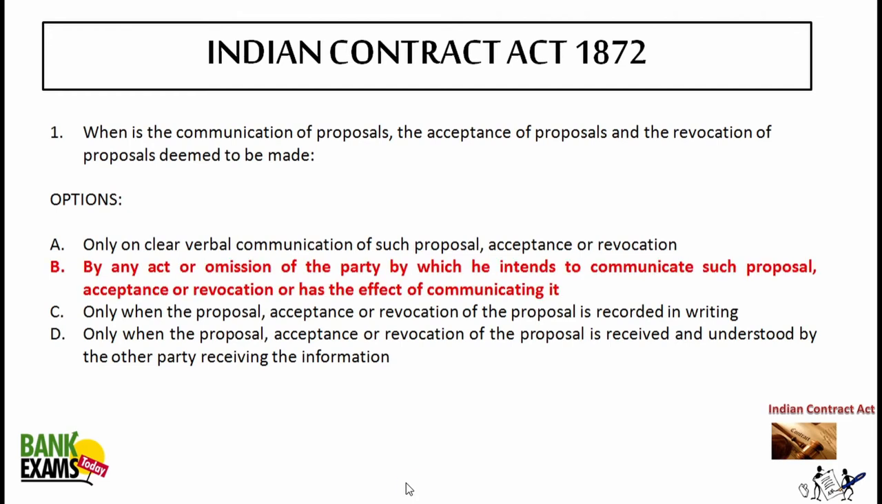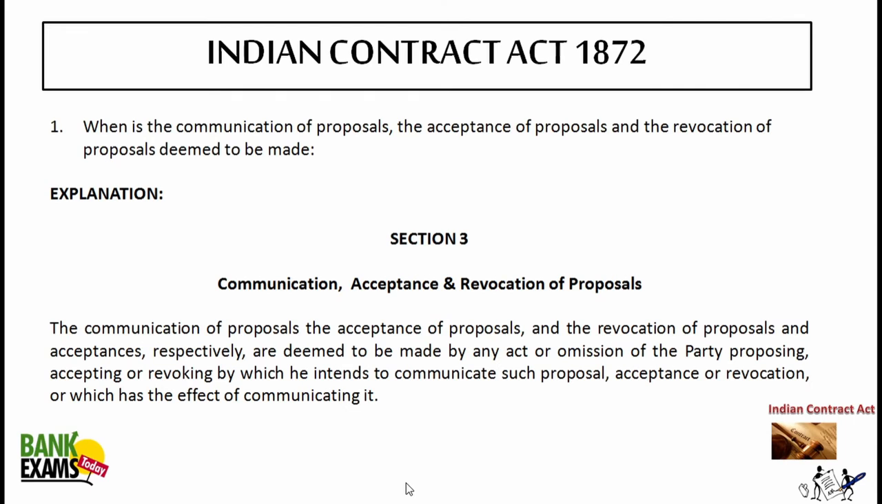The correct option is option B, which says by any act or omission of the party by which he intends to communicate such proposal, acceptance or revocation, or has the effect of communicating. As per Section 3, the communication of proposals, the acceptance of proposals, the revocation of proposals and the revocation of acceptances respectively are deemed to be made by any act or omission of the party proposing, accepting or revoking by which he intends to communicate such proposal, acceptance or revocation, or which has the effect of communicating it.